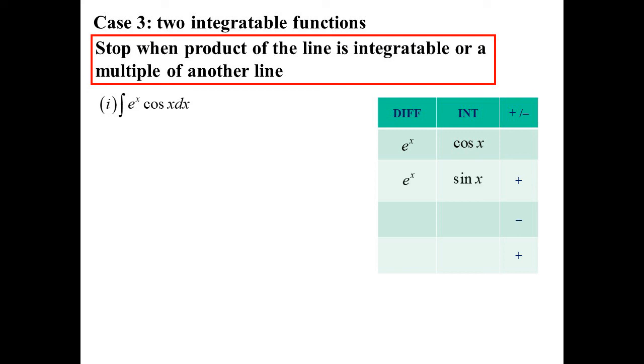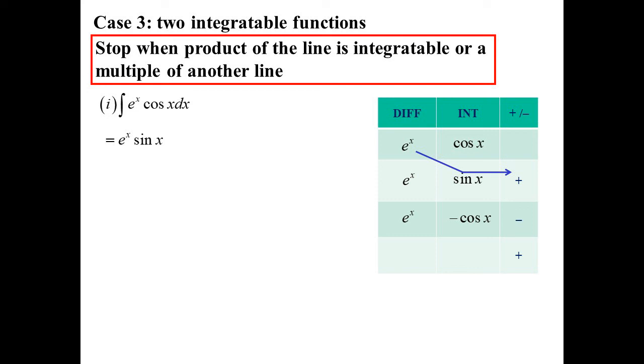First line, I end up with e to the x sine x. Stop when the product of the line is integratable. Well, that's not integratable. Multiple of another line? No, it's not. So we'll keep going. Next line. Okay, I've done my e to the x sine x first. Next line, e to the x minus cos x. That's a multiple of the first line.